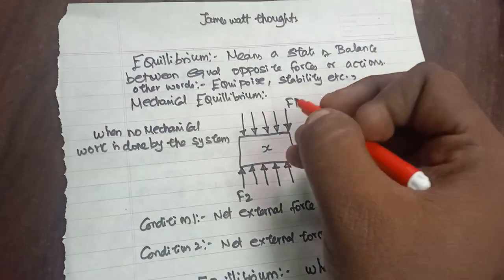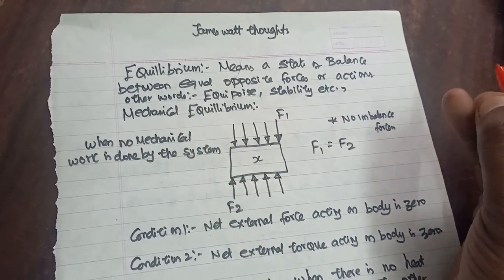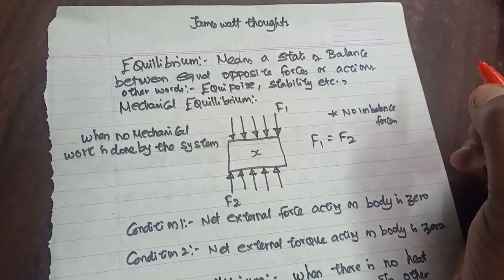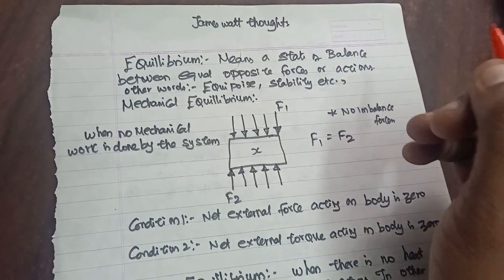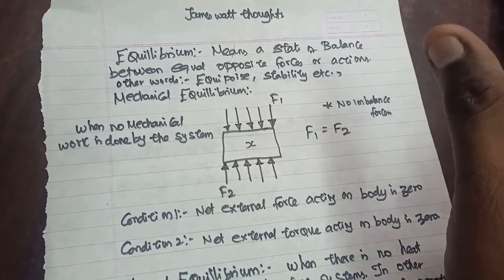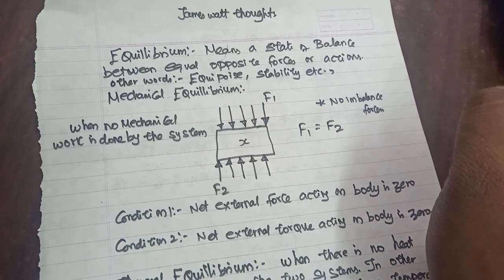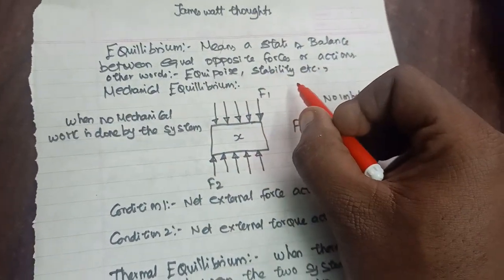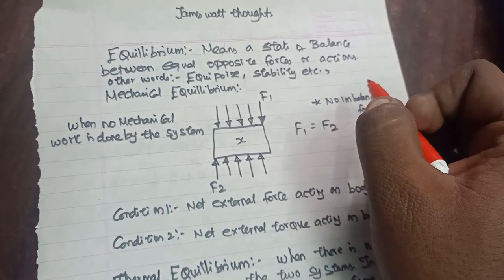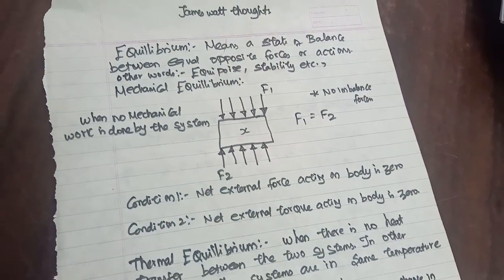Today we'll start with the term equilibrium. Equilibrium means a state of balance between equal opposite forces or actions. We can say the part or the system is in a totally stable condition. In other words, we used to call it equipoise or stability, but normally in thermodynamics we call it equilibrium. There are different types of equilibrium available.